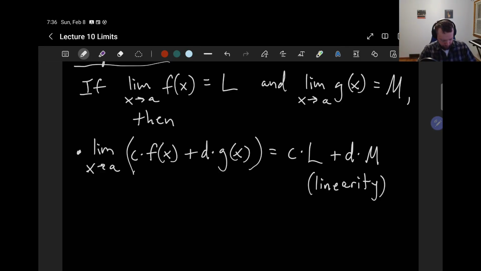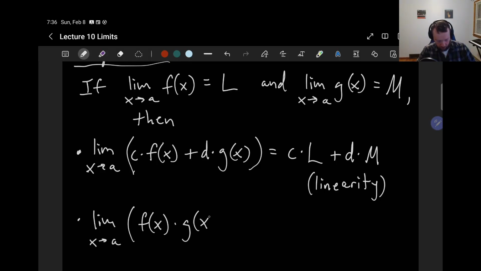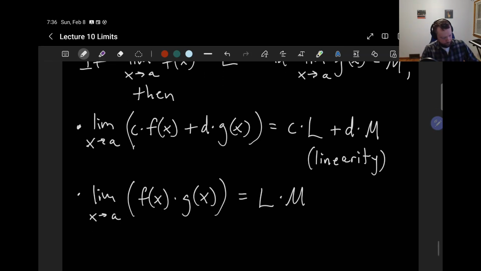Next property. What if I take the product of those two functions, f times g, and take the limit towards that same x value, a? Then this also works like you would expect it to. Just take the product of their individual limits. So limits also work very well with respect to multiplication.